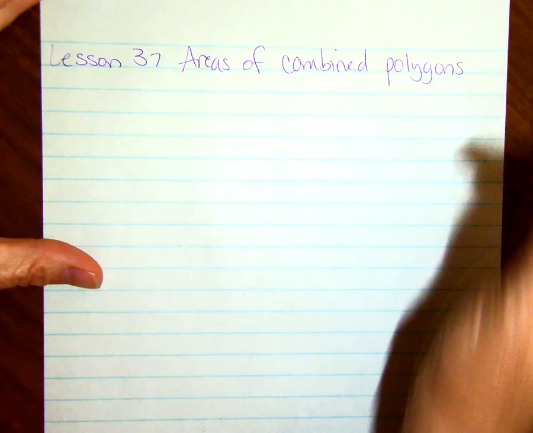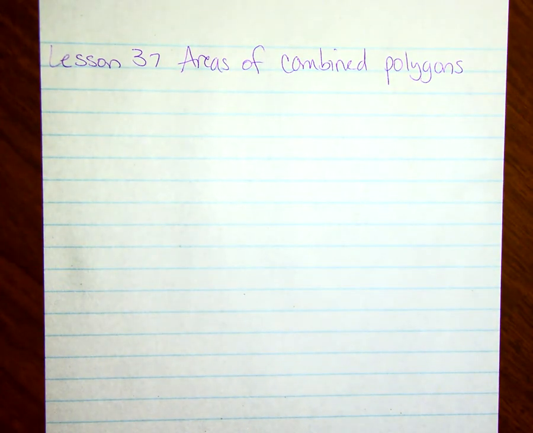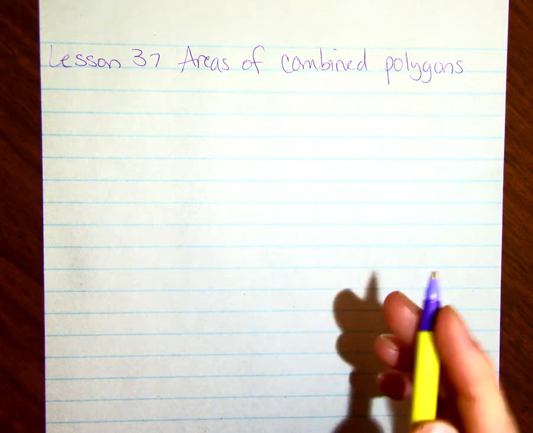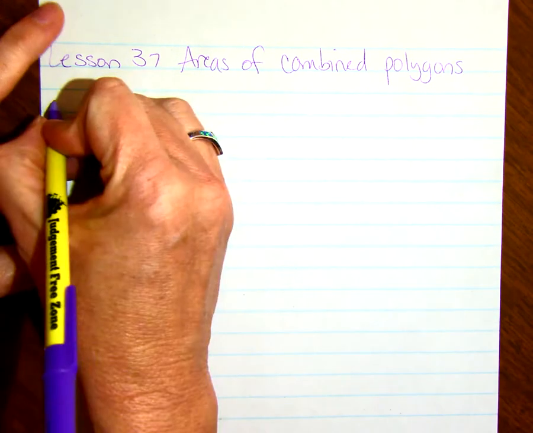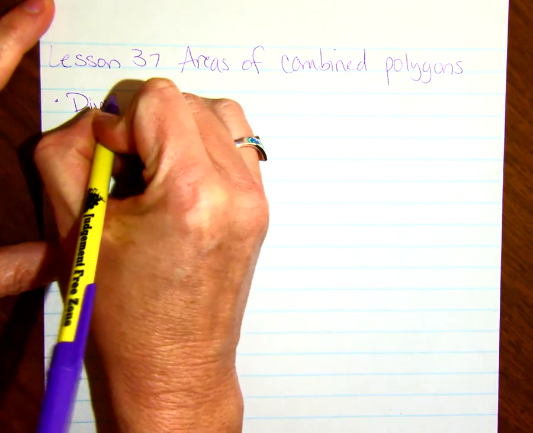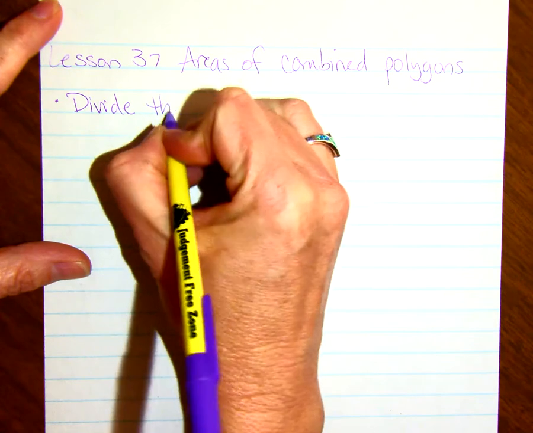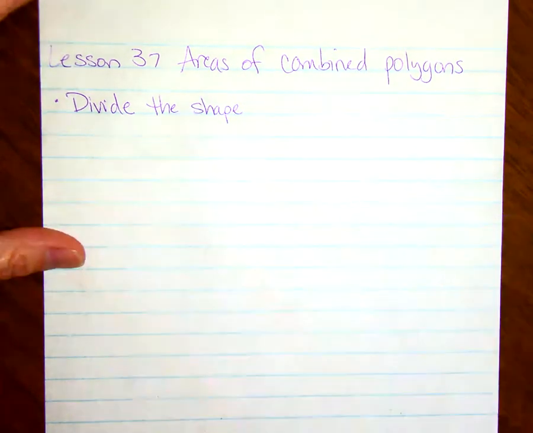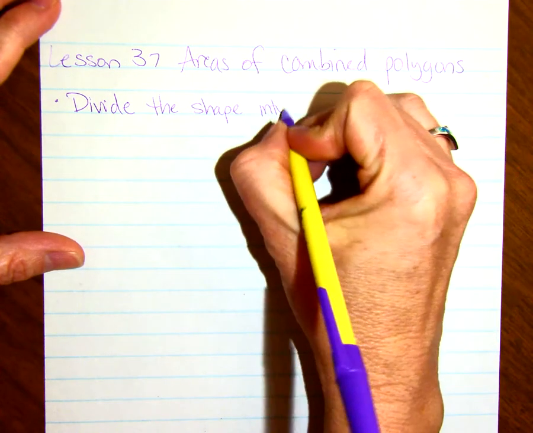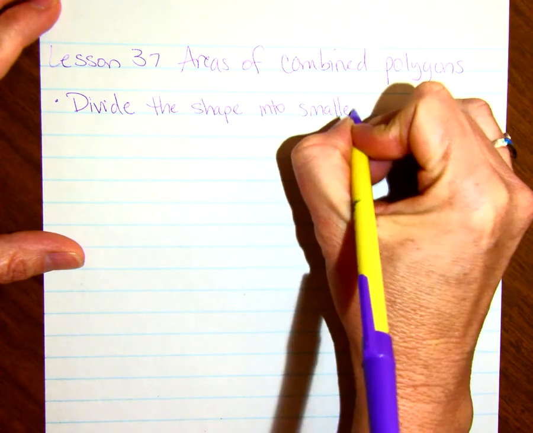Combined polygons are basically just where you have two shapes and they're put together to make one shape. So what you do to find the areas is you just divide the shape into smaller parts. So that's kind of the key to this lesson. Just divide it up, find the area of each part, and then add them together, and you'll get the area of the whole thing. So we're going to do some examples.